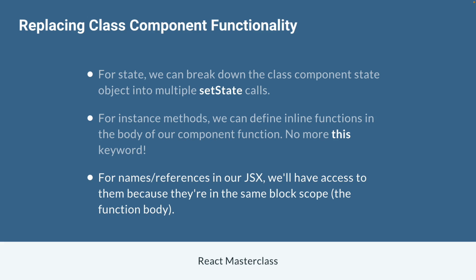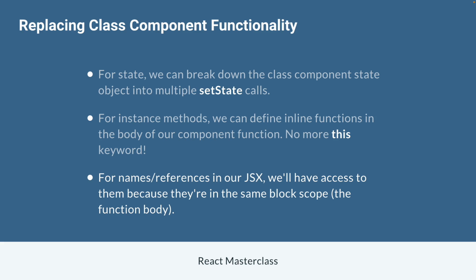For former instance methods that we previously referenced with the this keyword, we simply replace those methods with inline functions, arrow functions, or regular functions directly in the body of our component. So there's no more need to use the this keyword, you're just using regular JavaScript syntax. And then the benefit of both of those things, both our state and our inline functions, is those names and references exist in our function scope, in the same block scope as our component. So when we are returning JSX at the very bottom of our function component, we have access to all those names and references. We can reference those pieces of state directly.